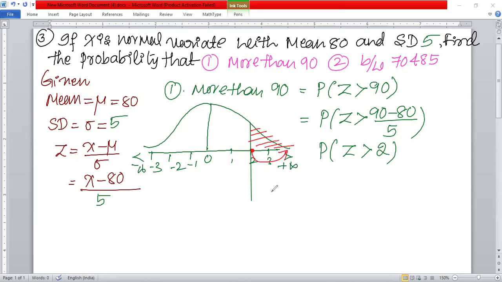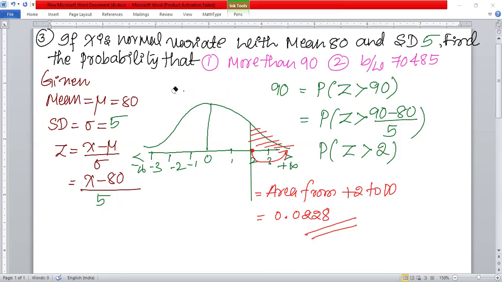So we'll get the table value. What is that? Area from +2 to infinity. The answer is 0.0228. So the first problem, more than 90, we got 0.0228. So now the second one.